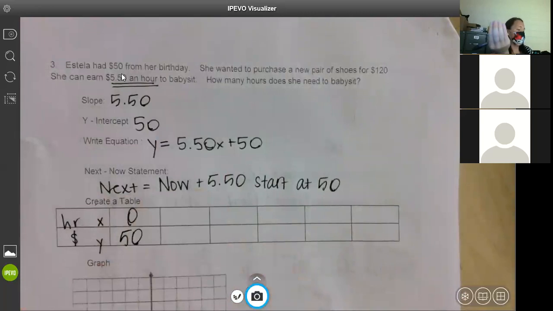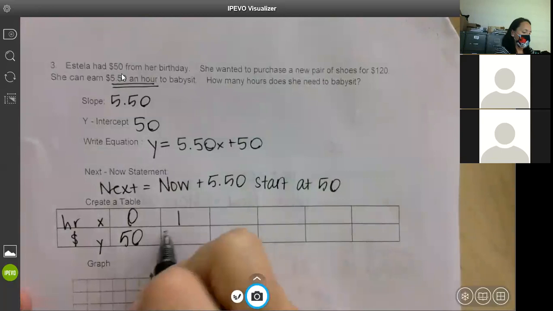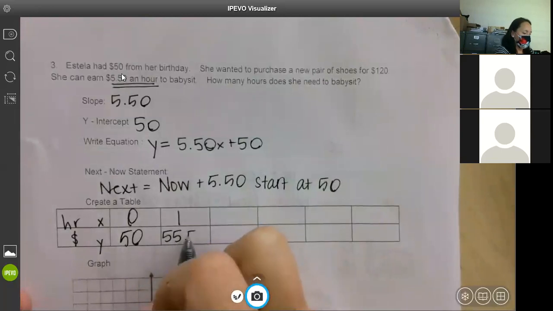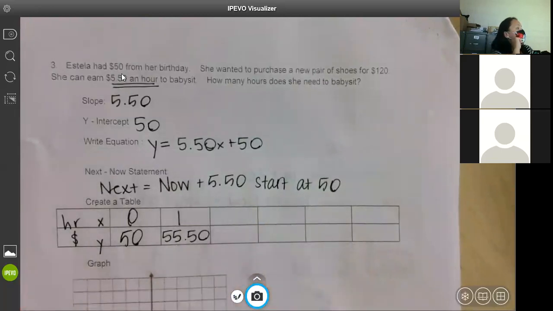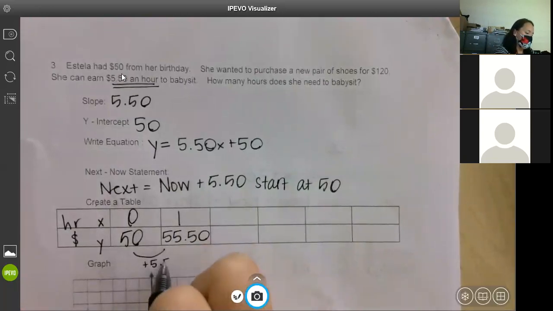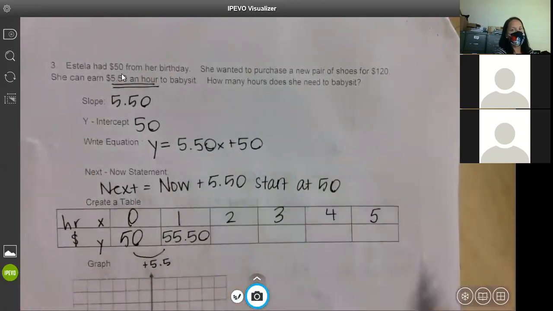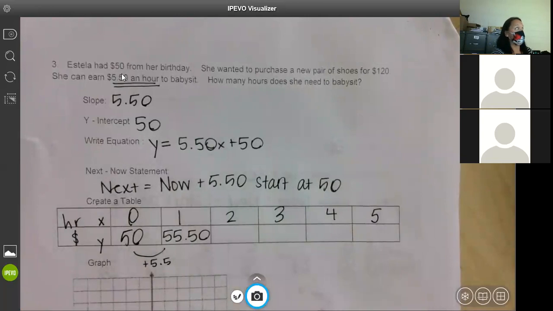If she earns $5.50 an hour, what will she have after the first hour of babysitting? $55.50. Remember, we're going up by 5.5. What about the second hour of babysitting? Try again. Because you have 50 cents on both of them. So 61. That's all right.